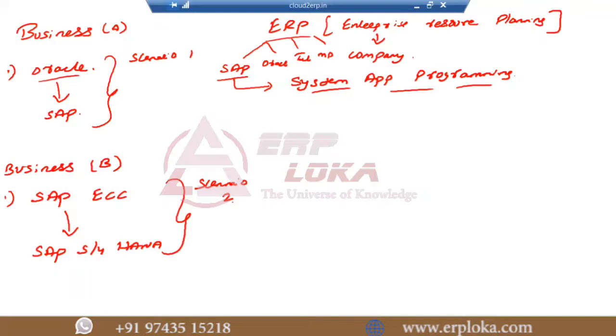Okay, these are the two scenarios. Majorly what is coming into picture in the implementation. Whenever a business wants to do an implementation of SAP, in most of the scenarios, they want to convert from other ERP to SAP, scenario 1, and they want to convert ECC to S/4HANA. This is scenario 2.